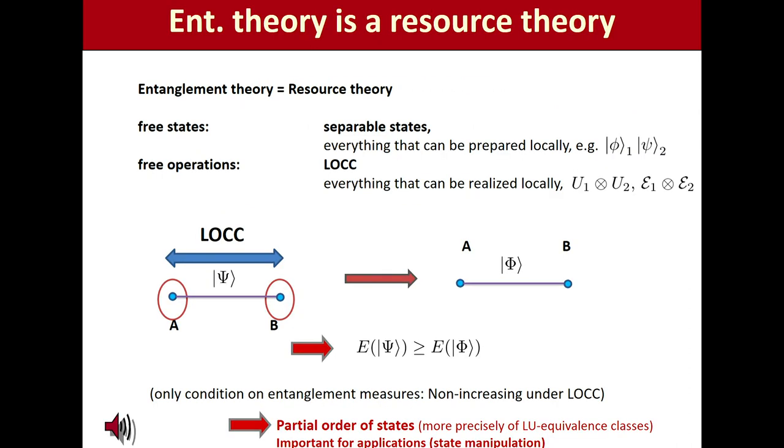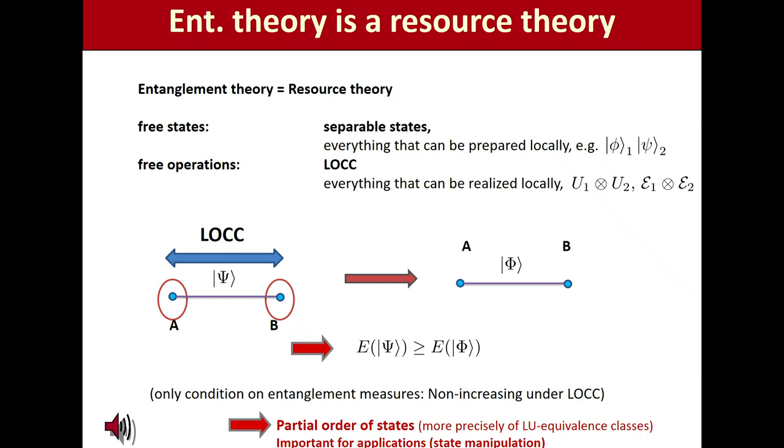Okay, so this means that entanglement theory is a resource theory. Okay, so the separable states, so the ones that you can prepare locally, are the free states, this is what you can use freely, and the free operations are LOCC. That's something that doesn't cost any entanglement. Okay, and the resource then is entanglement. So everything that is not of this form is entangled.